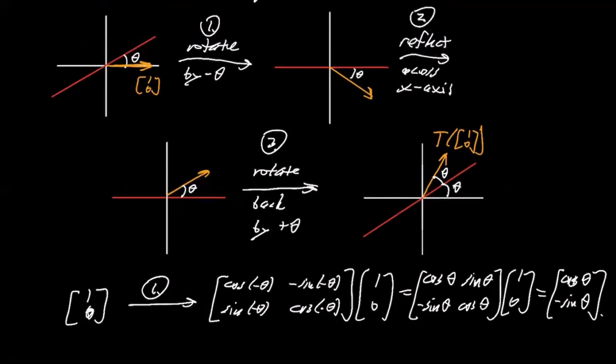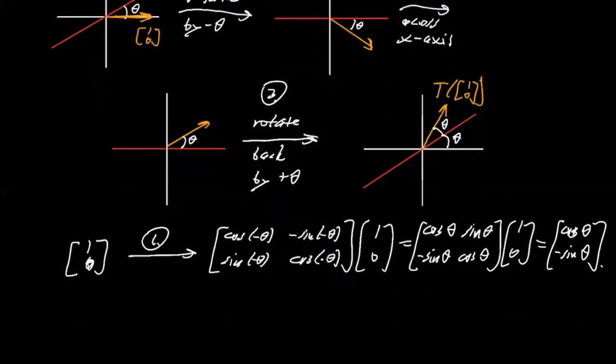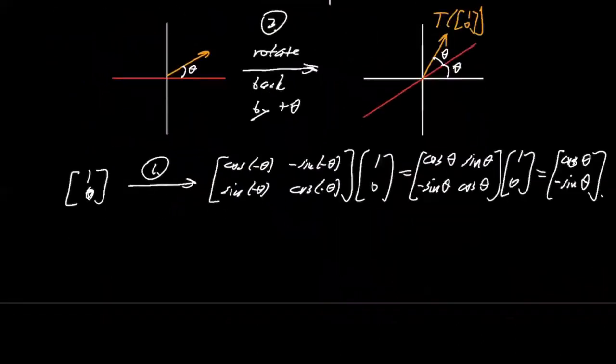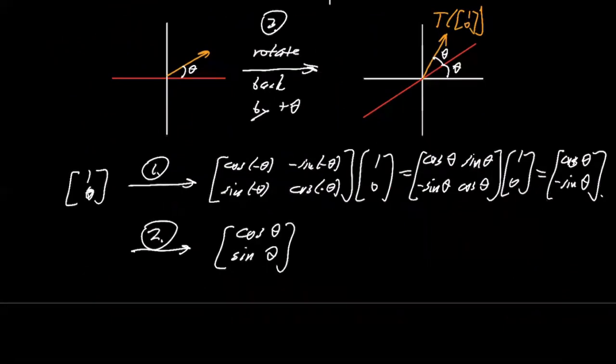Step 2, we're going to reflect across the x-axis, and all that's going to do is change the y here from negative to positive, right? Because we start below the x-axis, and then we end up above the x-axis. So step 2 is basically going to just give us cosine theta and positive sine theta, which is nice.